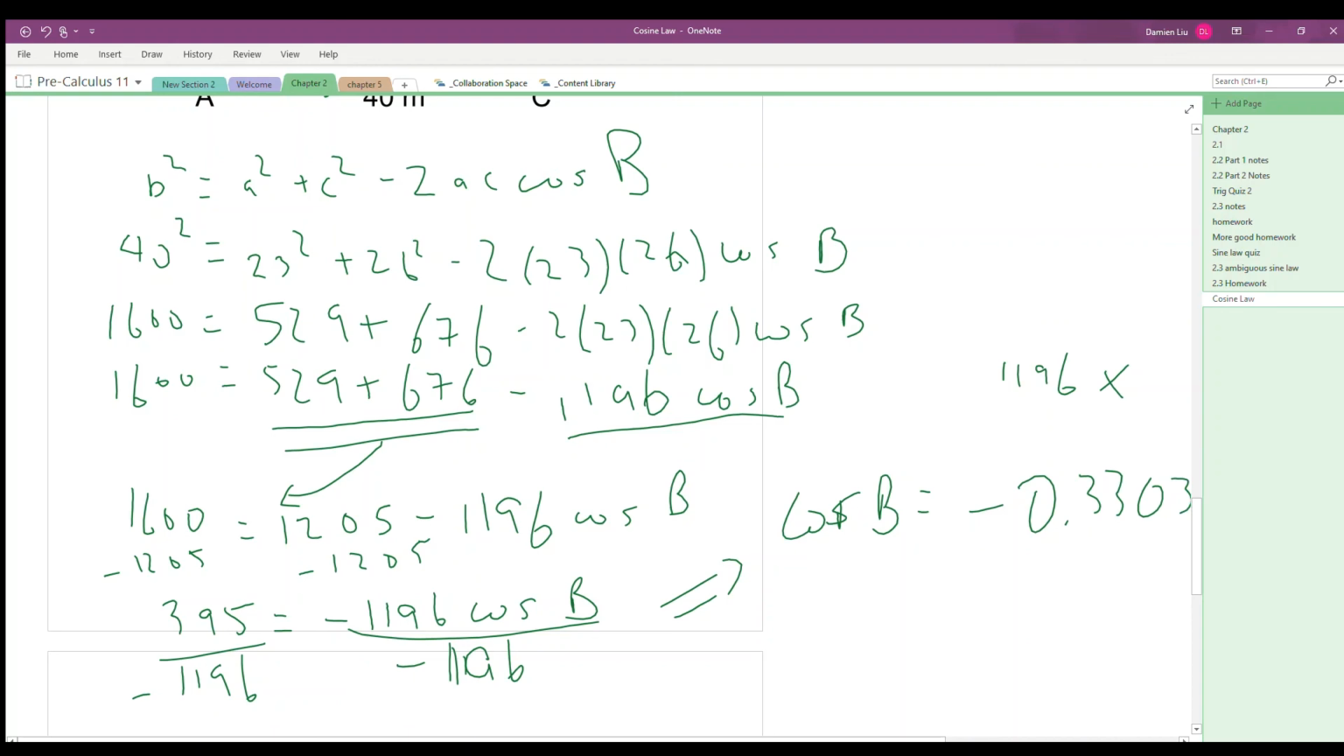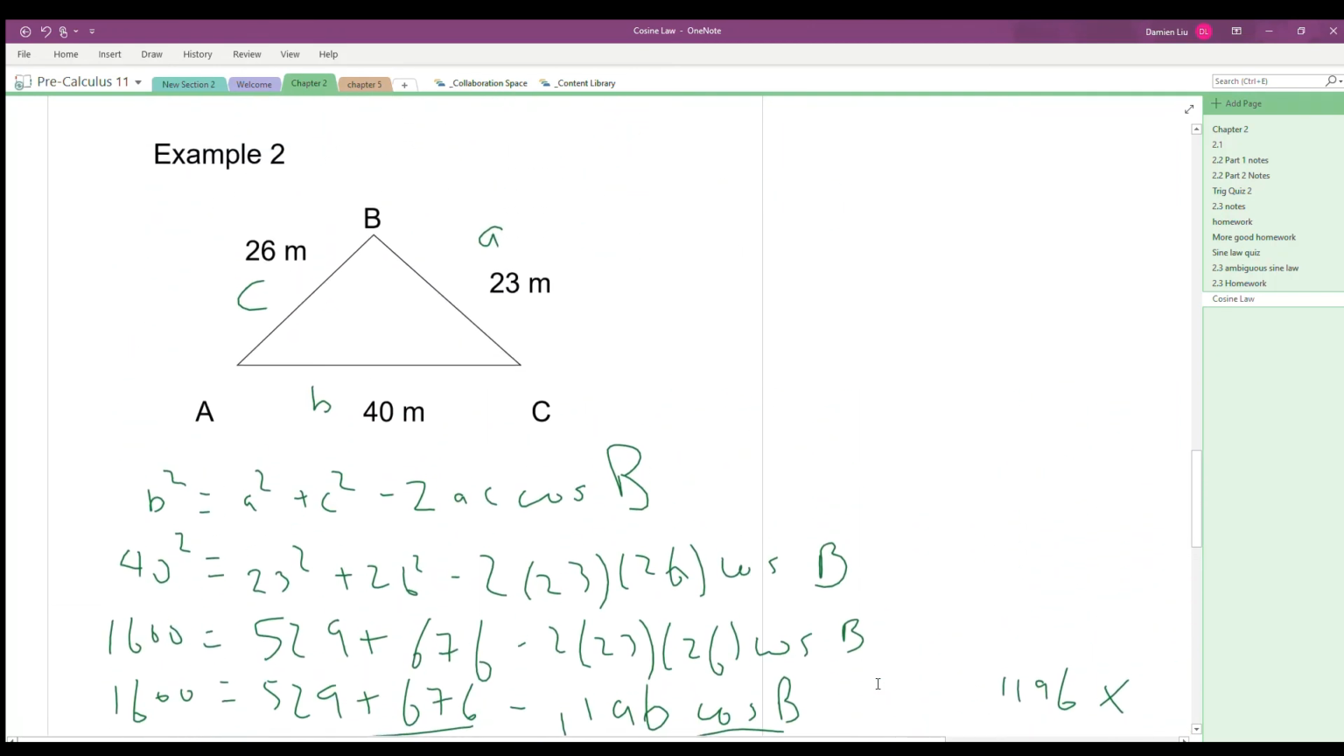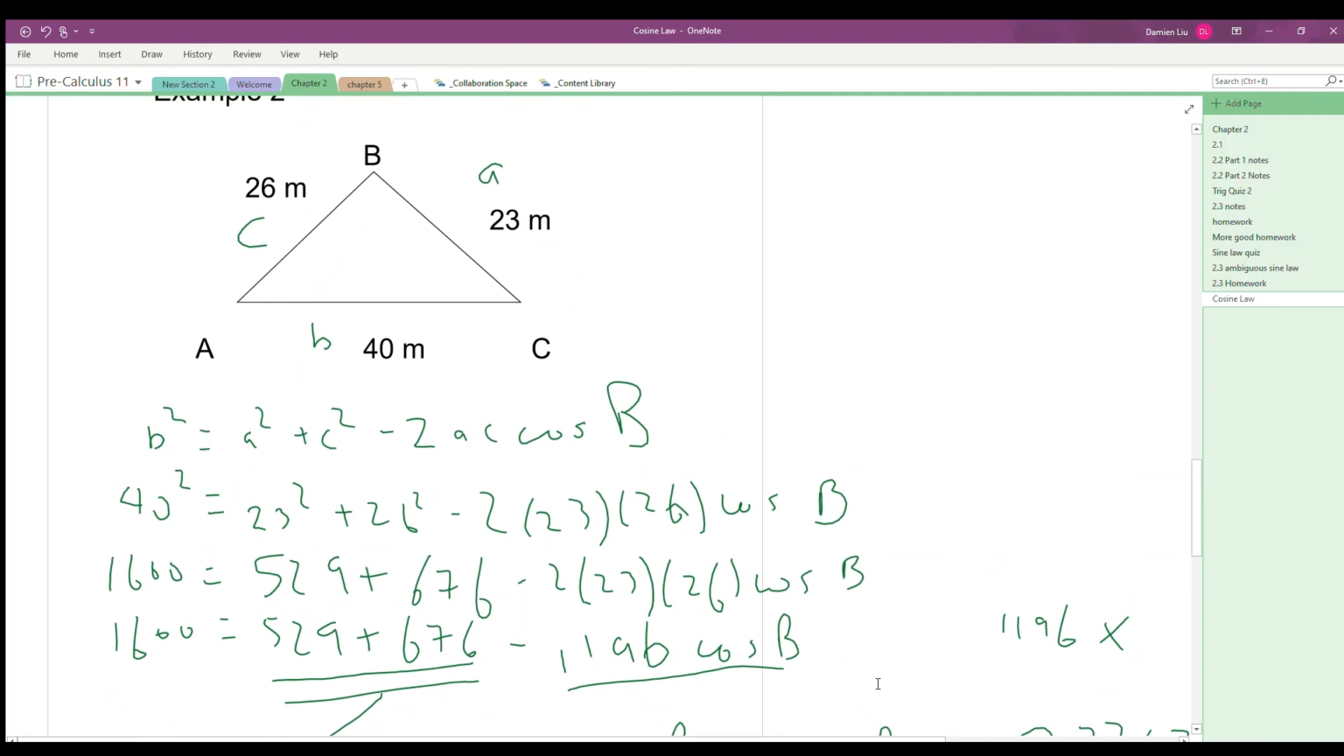Now, you're not asked to find the ratio, you're asked to find the angle here, so we need cos to the minus 1 of this value, negative 0.3303. I'm going to go second function, cos to the minus 1 of the answer, and I get 70.7. I'll round off to 1 degree. We typically round off to the whole, though sometimes it's one decimal place. So now we know that angle B is 71 degrees.